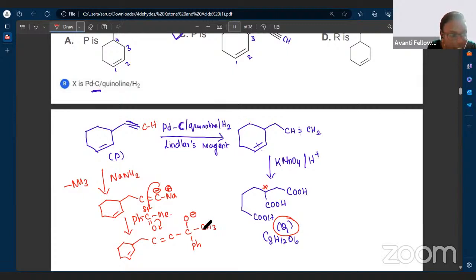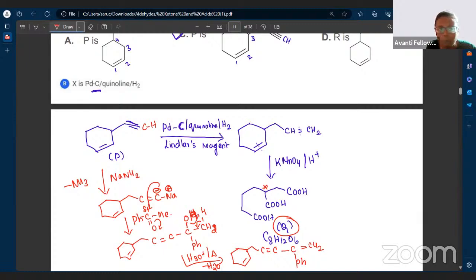Now you're going to do the hydrolysis by heating it. So H3O plus hydrolysis. When you do hydrolysis, it will take up OH. And here in the beta position, you have CH2 CH3, so I'll make it as CH2 hydrogen. When you heat it, what happens? The water molecule will move out. So you'll be getting C double bond C, bond C, Ph. Here this water molecule will move out, so you'll be getting double bond CH2.